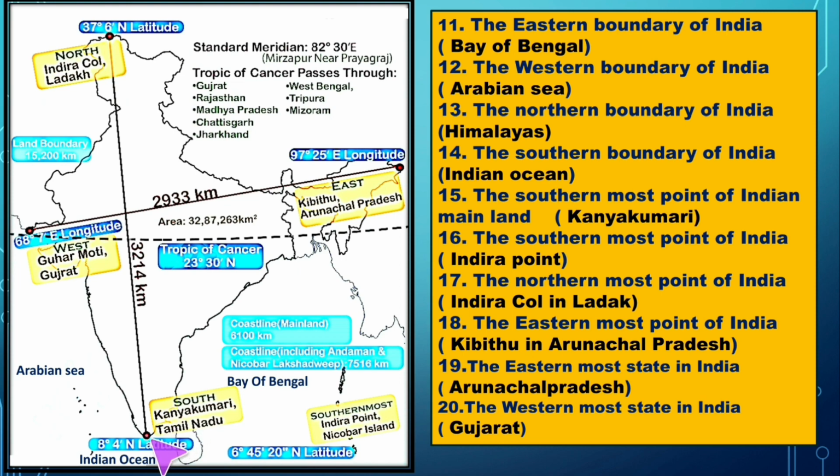The location is here. The southernmost point of India, that is in the Andaman and Nicobar Islands, is Indira Point. The northernmost point of India, that is Indira Col in Ladakh. The location is here. The easternmost point of India is Kibithu in Arunachal Pradesh. It is located here. The easternmost state in India, that is Arunachal Pradesh. The westernmost state in India is Gujarat. This is the location of Gujarat.